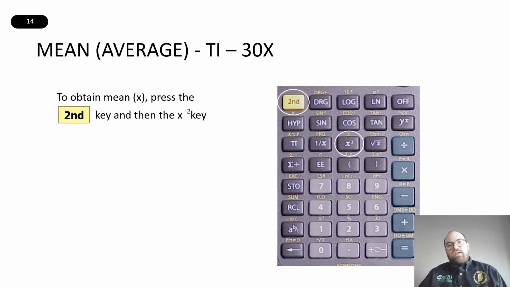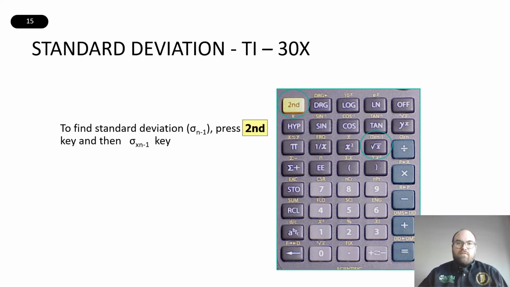So to obtain the mean, you press the second key up there in the top left, and then press the x squared key. What you're going for is above the x squared key there is a little symbol that says x with a bar over, x bar, and that's the symbol for mean.